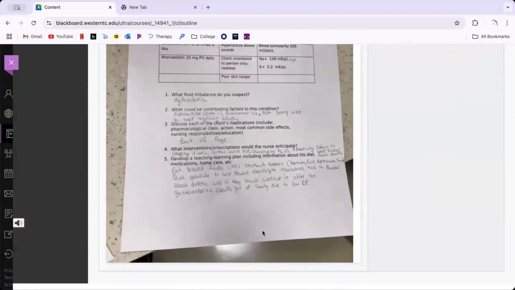Furosemide. Furosemide? Mhm. All right. What interventions, prescriptions would the nurse anticipate? Stopping the diuretic. Oh, sorry. Kylie, I had to think about it for a second. Stopping the diuretic. Okay. Maybe giving IV fluids and then.